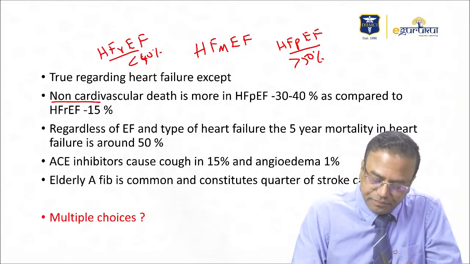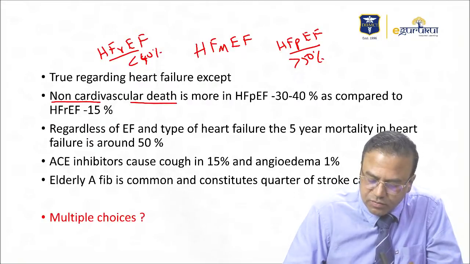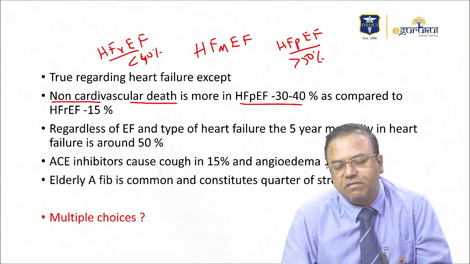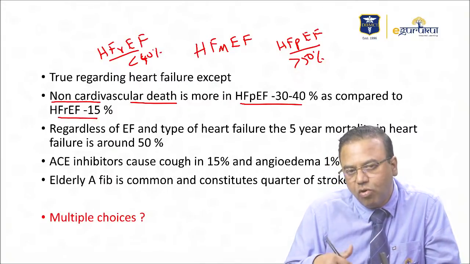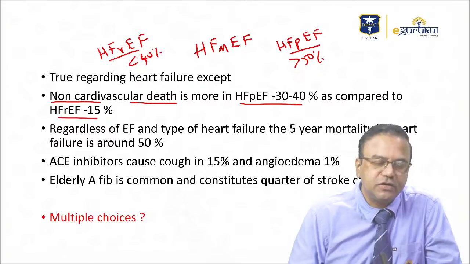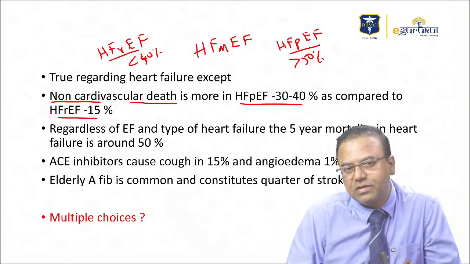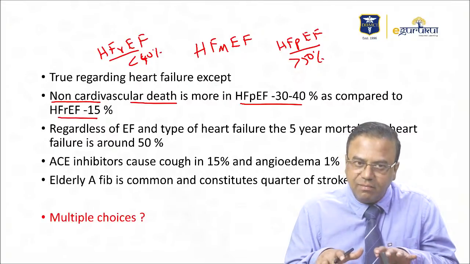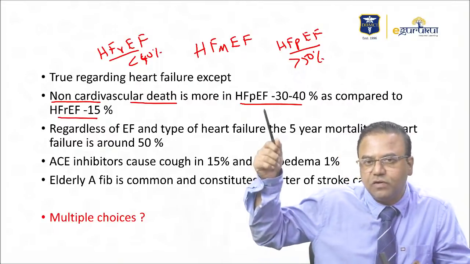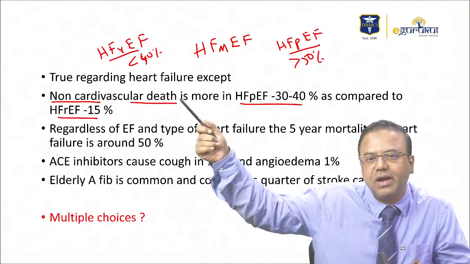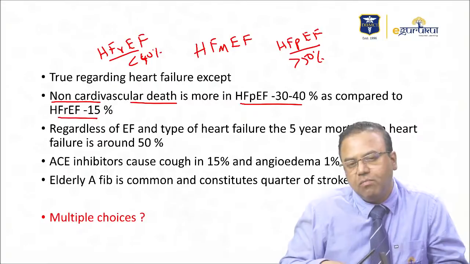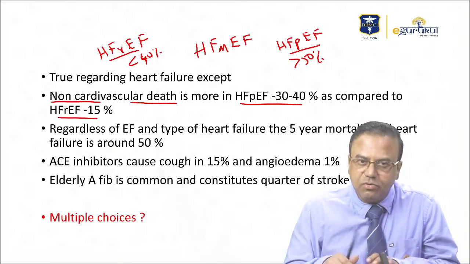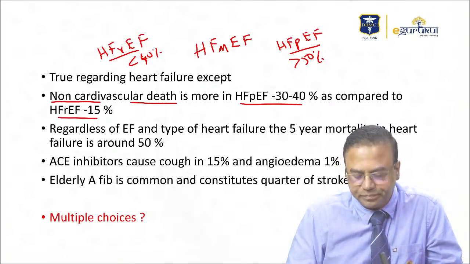Now, you all must have heard this general idea that heart failure with reduced ejection fraction is worse than heart failure with preserved ejection fraction. That myth is now broken. They are saying that the mortality rate actually is the same. The reason is that most of the preserved ejection fraction patients die of non-cardiovascular death, and heart failure with reduced ejection fraction, more of cardiac death. Ultimately, you will see the mortality is similar in both of them.